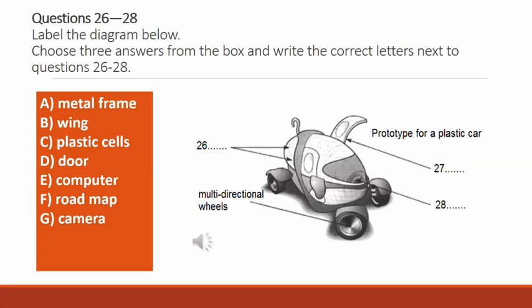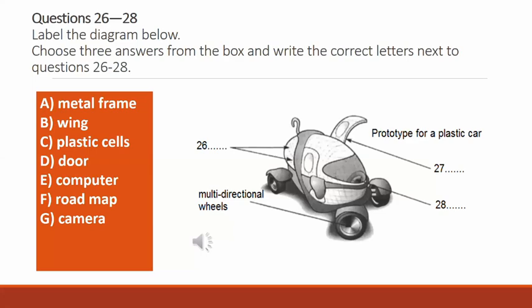We've got metal frame. We've got wing. Plastic cells. We've got a door. We've got a computer, a road map, or a camera. So let's think about what 26 could be. It could possibly be a metal frame. It could be plastic cells. It's definitely not going to be a road map. It's definitely not going to be a camera.